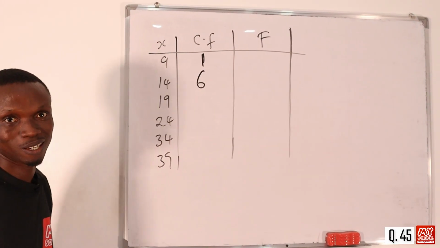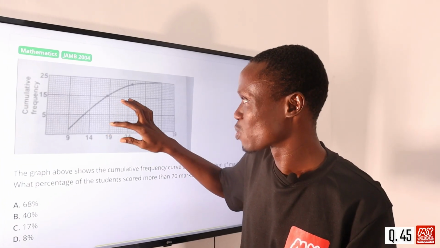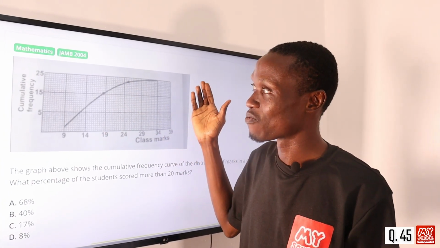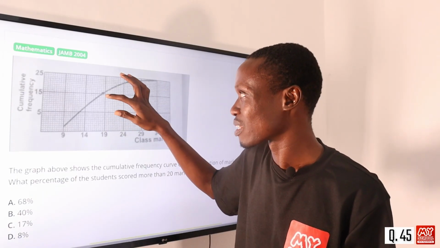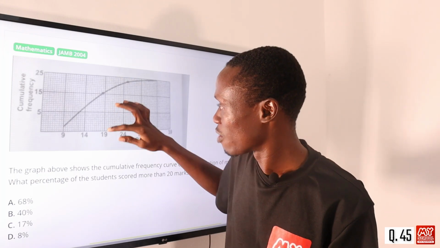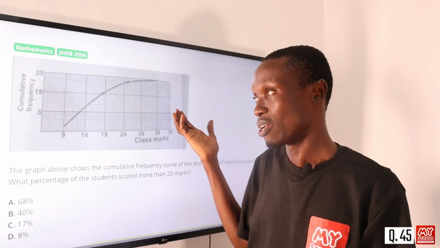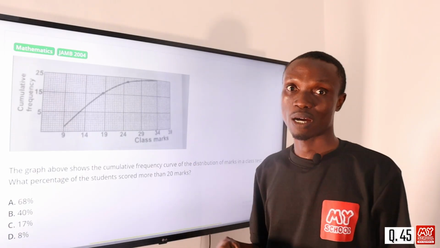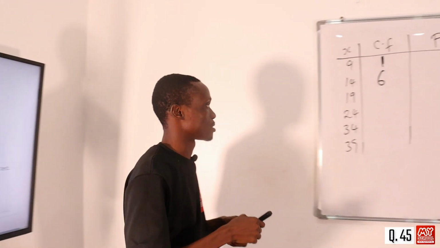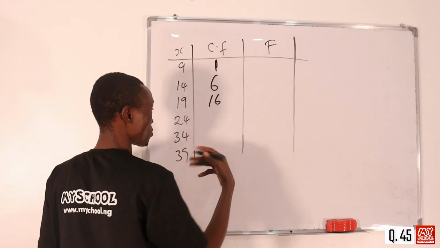Let's go back to the screen to write for that of 19. If you look at 19, it's almost like 15, right? If we trace 19 up until we meet this line, we'll get it at 0.5. So in that case, we are going to take it as 16. Let's return to the board to write it down. Here we are going to have 16, or we can as well assume it as 15.